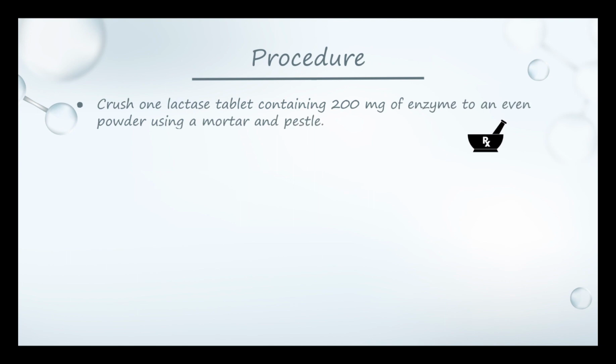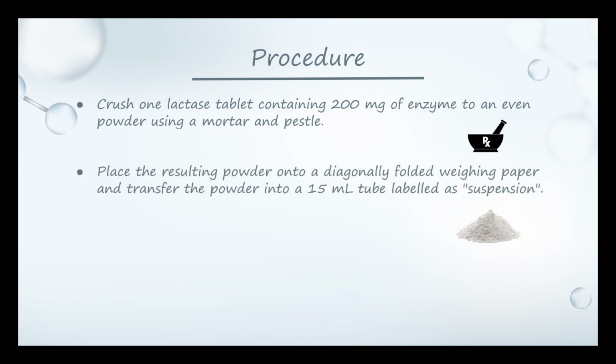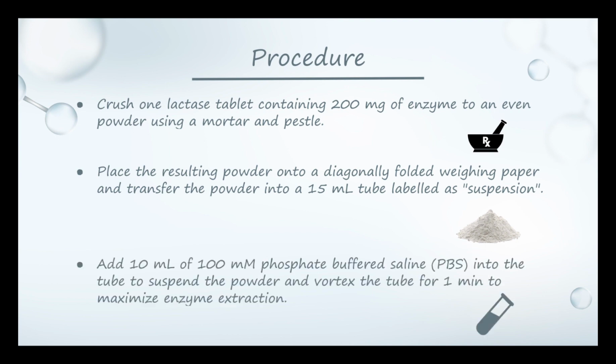First, crush one lactase tablet containing 200 mg of enzyme to an even powder using a mortar and pestle. The powder is then placed on a diagonally folded weighing paper and transferred into a 15 ml tube labeled as suspension. After that, add 10 ml of 100 mM phosphate buffered saline into the tube to suspend the powder, and vortex the tube for 1 minute to maximize enzyme extraction.